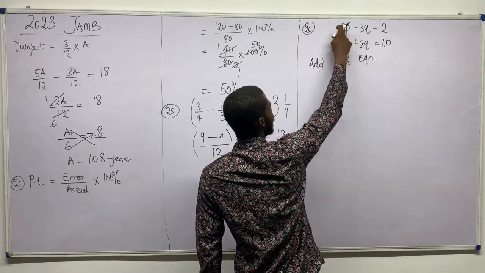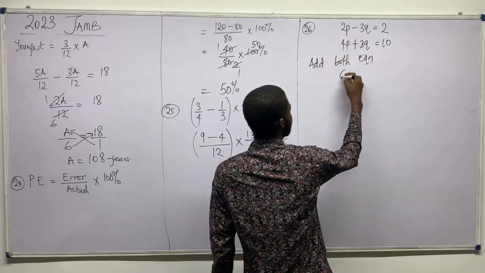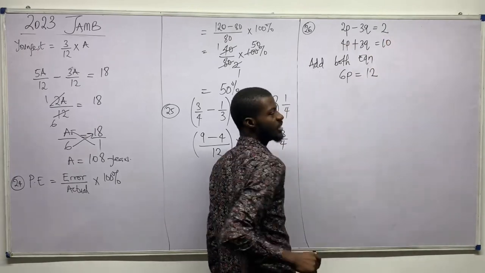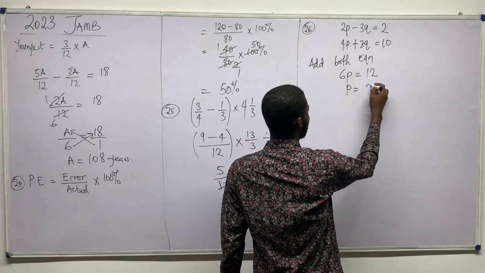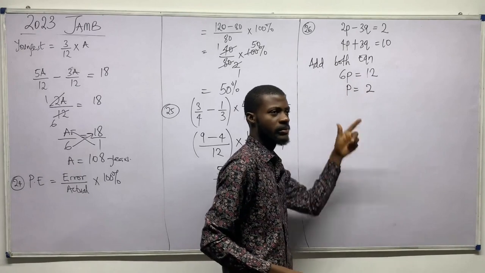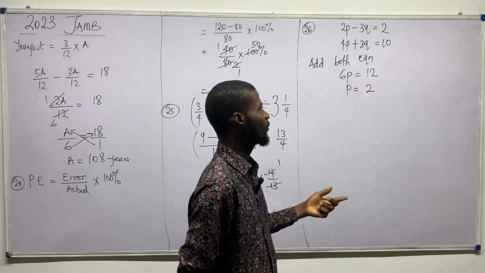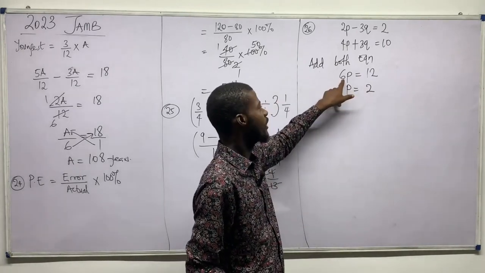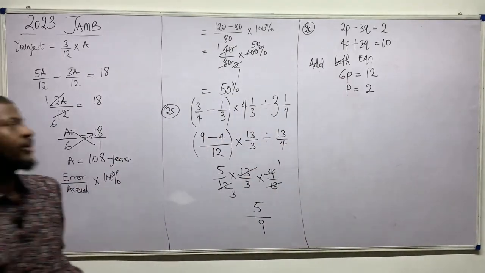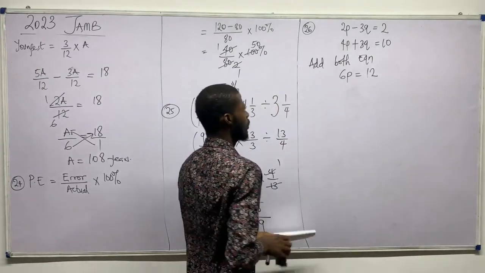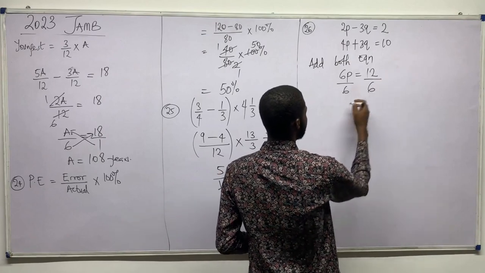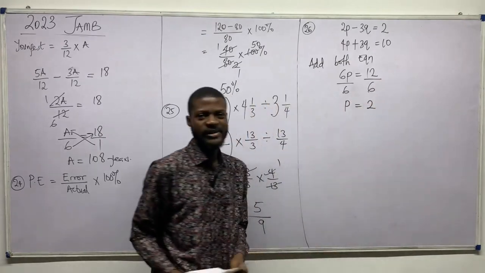both equations. 2p plus 4p is 6p. 2 plus 10 is 12. Can I divide both sides by 2? Yes, or rather, divide both sides by 6, because 12 divided by 6 is 2. Let me just write it down. So 6p divided by 6, so p is equal to 2.